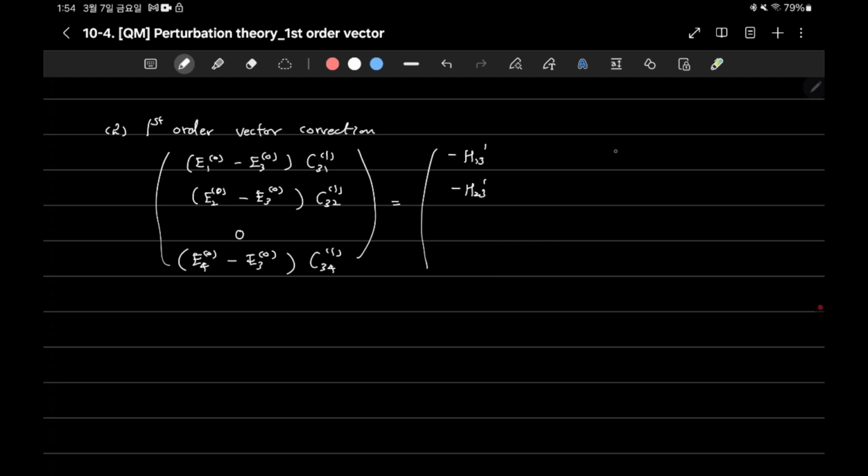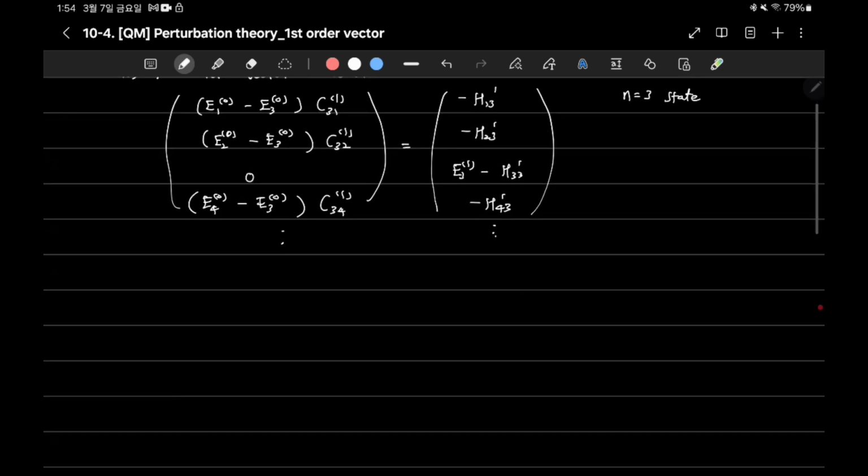Here we only talk about the n equal 3 state as an example case, and here E31 minus H33 prime, and minus H43 prime, and so on, like this. And we should remember that this 0 is important.